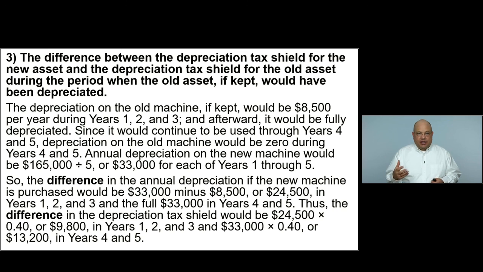Okay? The new machine is going to be $165,000 total cost, 5 years, $33,000 per year. So the difference in the depreciation expense is $33,000 minus $8,500. So $24,500 in years 1, 2, and 3, and then $33,000 in years 4 and 5. And those differences in depreciation expense need to be multiplied by 40%. So the difference in the depreciation tax yield is $9,800 in years 1, 2, and 3, and then $13,200 in years 4 and 5.